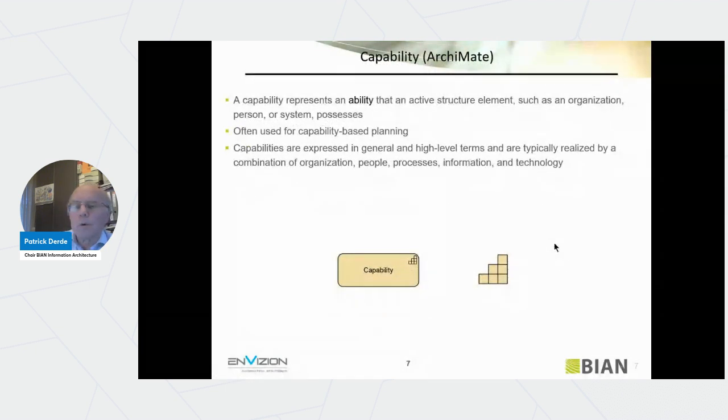So we first have to define, or to remind ourselves, what is actually a capability. And then we have two standards of the Open Group that are talking about capabilities. And that is the ArchiMate standard, which is saying that it is a capacity, an ability of an active structure element, such as an organization, a person, or a system. And ArchiMate is making very explicit that capabilities are expressed in general, high-level terms and are typically realized by a combination of organization, people, processes, and so on. Which means actually that ArchiMate is telling us, when you talk about a capability, you have to say what are the processes, the information that are going to realize this capability.